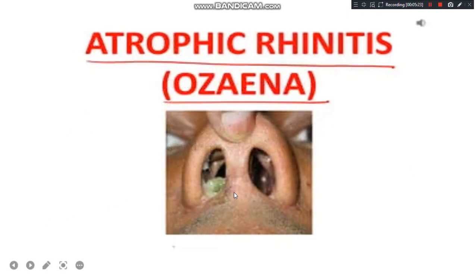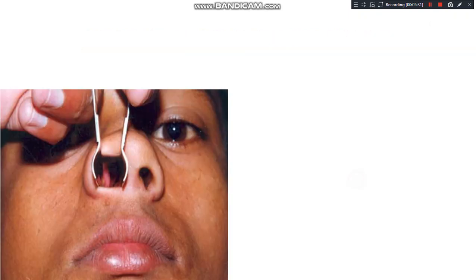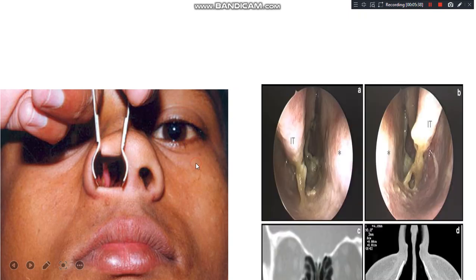So this is the condition. Here is the foul smelling crust that you can see appearing in green. So here you can see the nasal cavity, which is roomy and wide. And this picture, I'm sorry, it's not actually presenting itself. However, I have shown here that the cavity is roomy. So here you can just guess this thing.